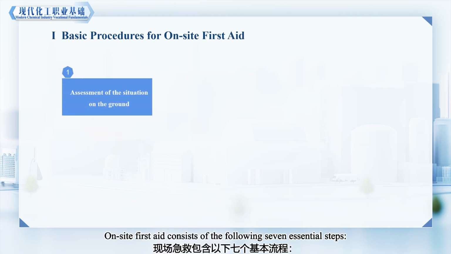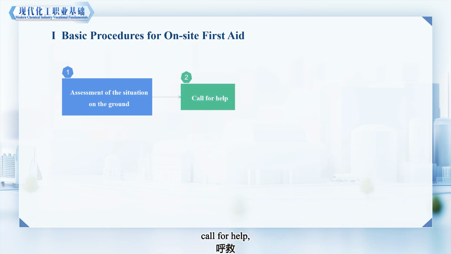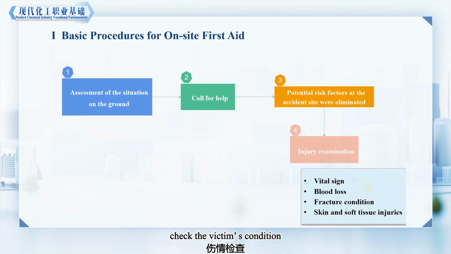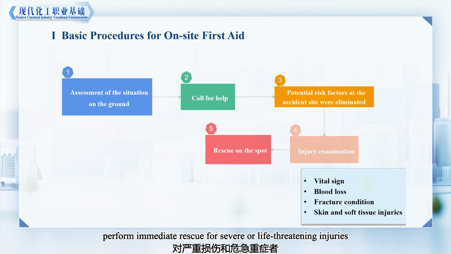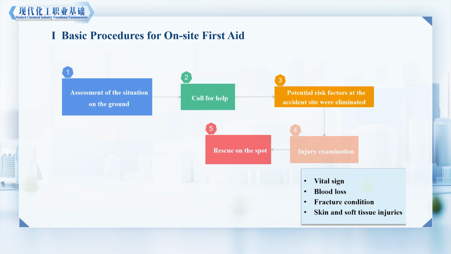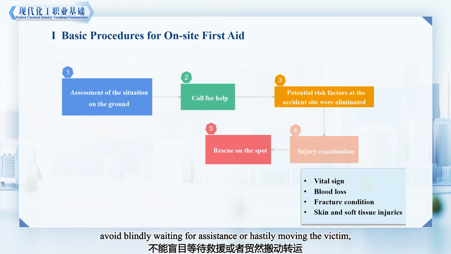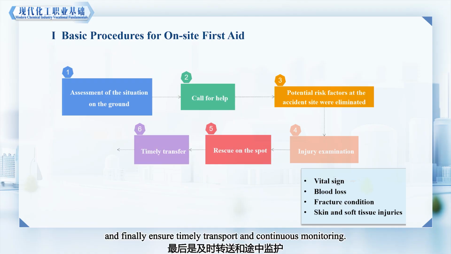On-site first aid consists of the following 7 essential steps. Assess the scene, call for help, eliminate potential hazards at the accident site, check the victim's condition, including vital signs, bleeding, fractures, and soft tissue injuries. Perform immediate rescue for severe or life-threatening injuries, especially for those whose lives are at risk. Avoid blindly waiting for assistance or hastily moving the victim. And finally, ensure timely transport and continuous monitoring.